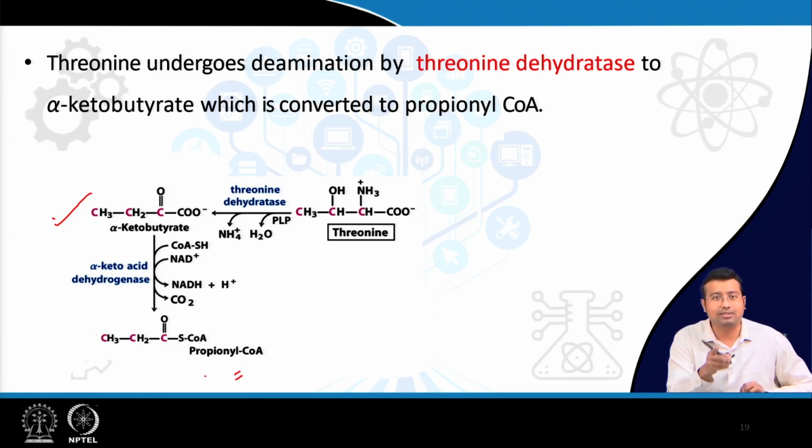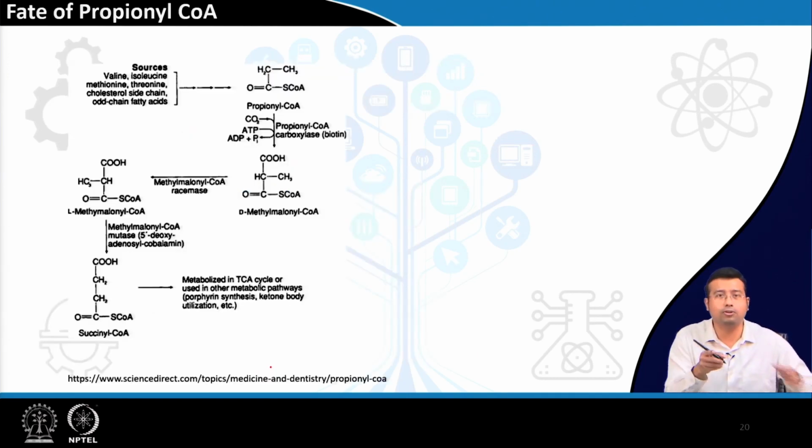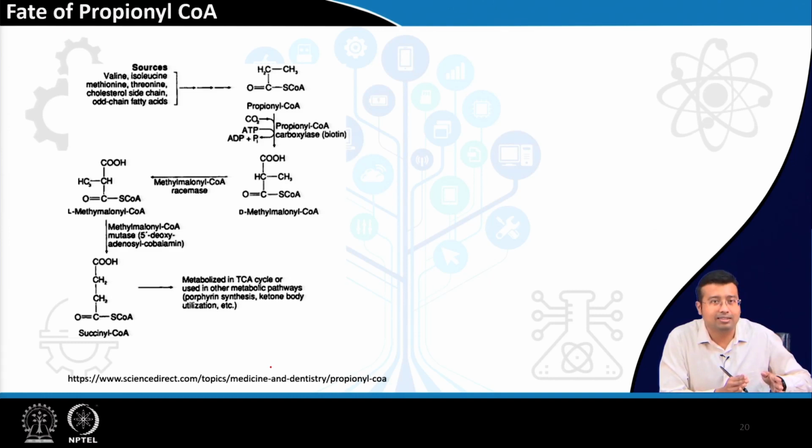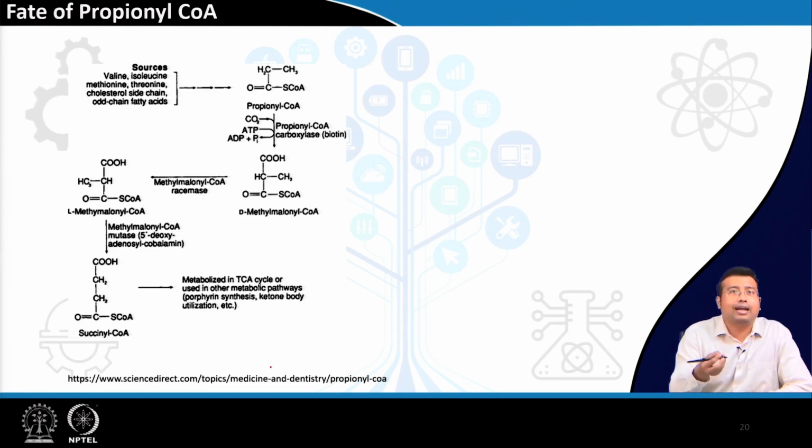Oxidation, beta oxidation of odd chain fatty acids, very important. What is the fate of propionyl CoA? You should know by now that propionyl CoA, this is again a revision of what was taught in the fatty acid oxidation class. Propionyl CoA is acted upon by a carboxylase enzyme whose cofactor is biotin.